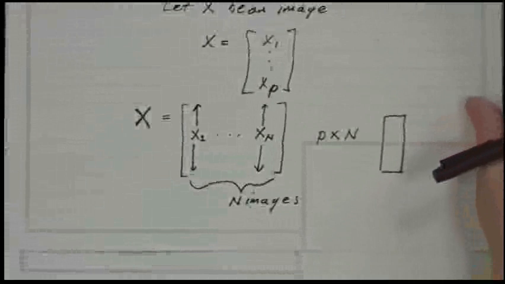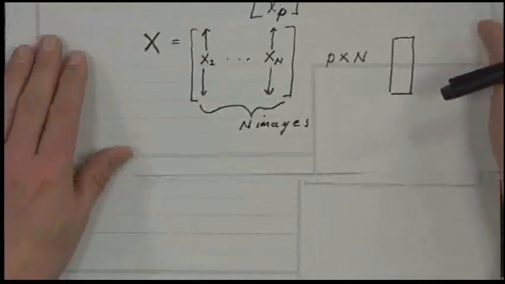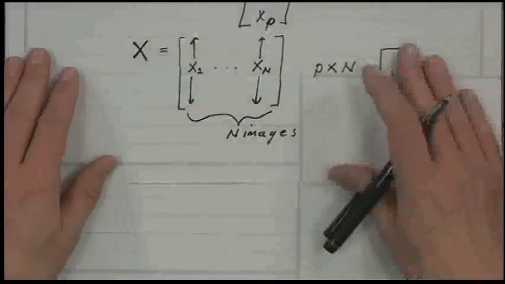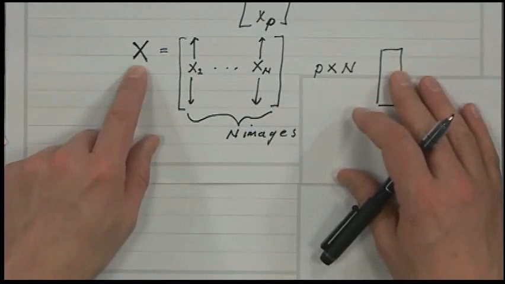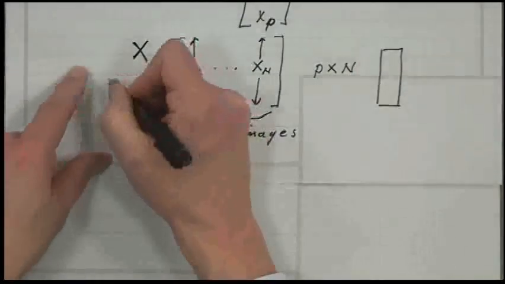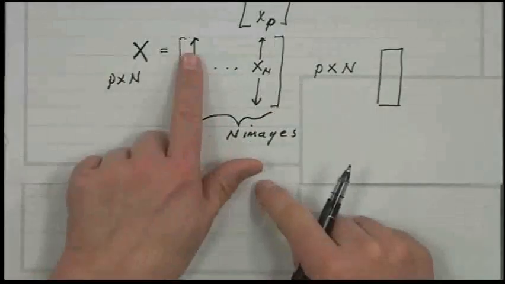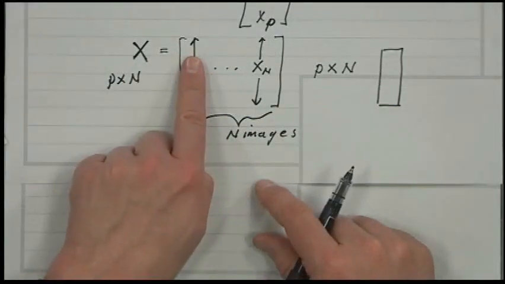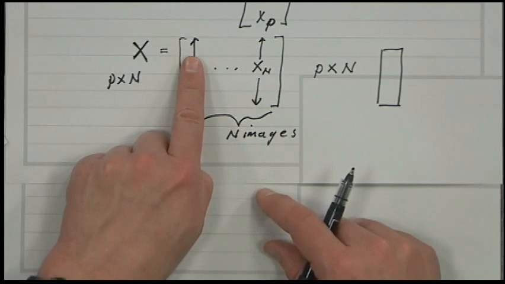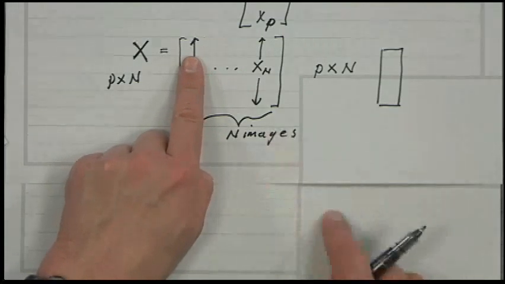So X here is now a matrix, and the matrix is P by N. Each column of the matrix is an image. You say, well, hold on, an image is 2D. How can it be a column?